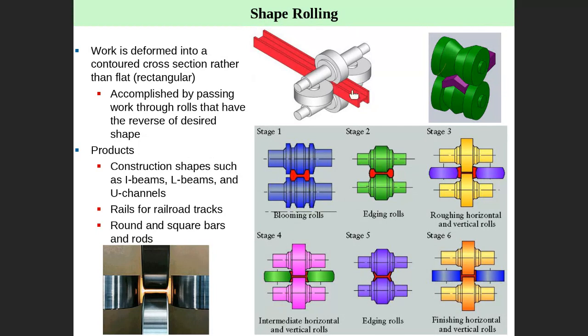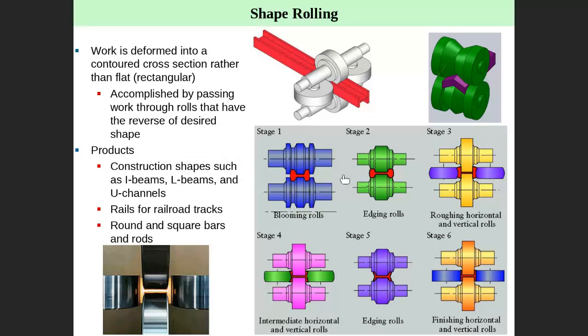Then when a bar passes through a series, a combination of rollers, where the combination has the opposite or reverse of the desired shape, it will be shaped as you can see here. Different shapes can be made by rolling. This is what we call cross-section shaping.